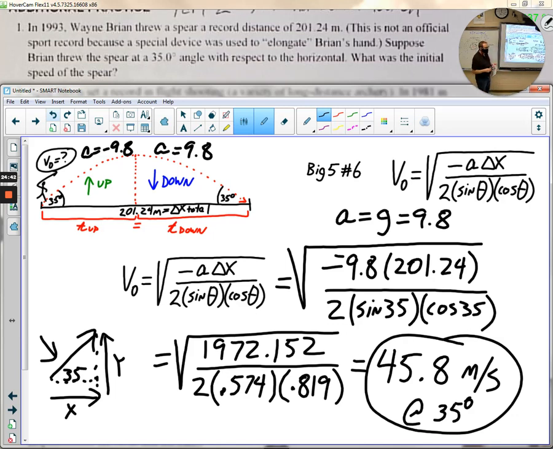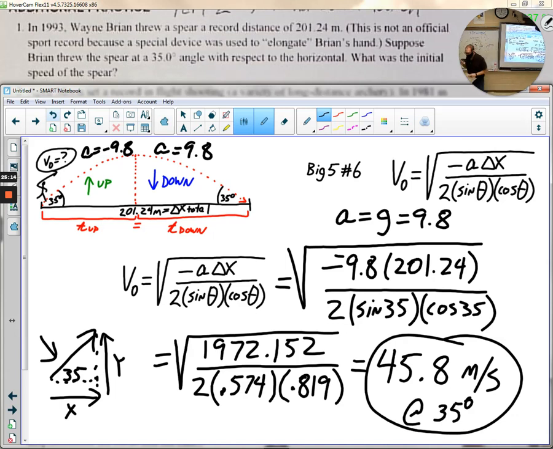Question, is that the answer? That is the answer, because we're doing the initial speed. Yes, all they want is the initial speed of the sphere. That's a special case. Fortunately, the only time you're going to need to use big 5 number 6 is when you're given a situation exactly like this. When you know the angle it was launched, you know the distance it traveled, but you're trying to find out how fast it was going when it first left the hand or the gun or whatever.